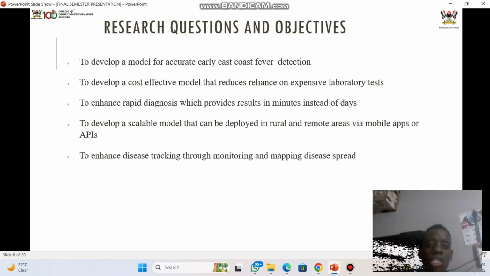The research questions and objectives are: to develop a model for accurate early East Coast fever detection; to develop a cost-effective model that reduces reliance on expensive laboratory tests; to enhance rapid diagnosis, which provides results in minutes instead of days; and to provide a scalable model that can be employed in rural remote areas via mobile apps and web applications.